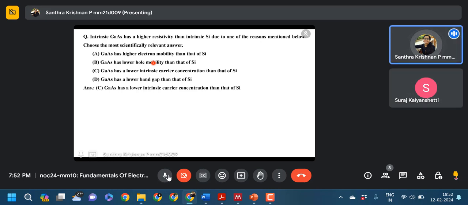Next is: intrinsic gallium arsenide has a higher resistivity than intrinsic silicon due to one of the reasons mentioned below. Gallium arsenide has a higher electron mobility than that of silicon. If the mobility is high, then conductivity is high. No. Gallium arsenide has a lower hole mobility than that of silicon.